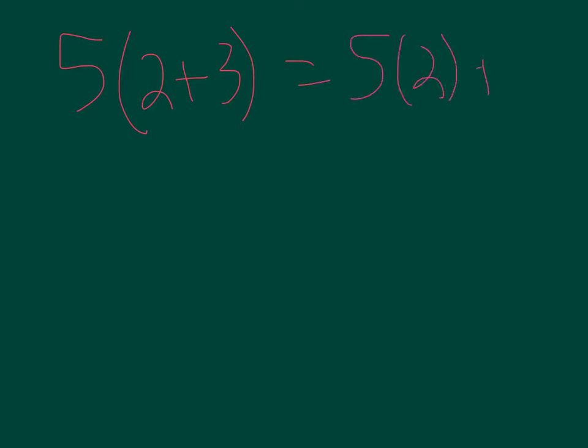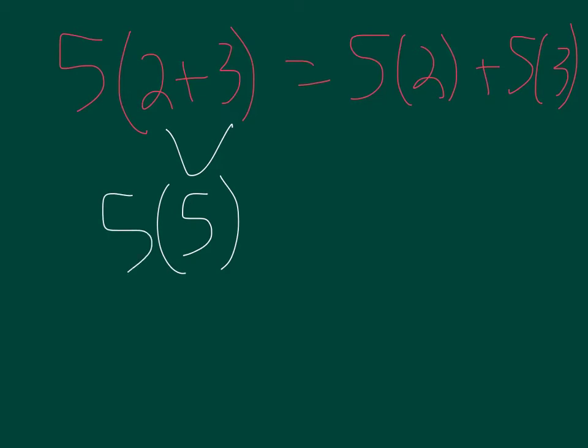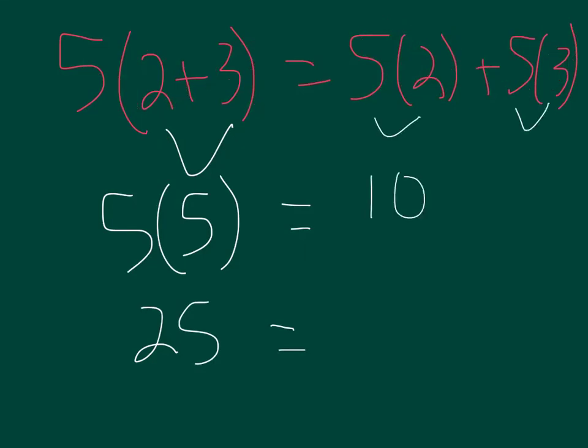So I'm going to do another one here with just numbers. I'm going to say that 5 times, in parentheses, 2 plus 3 is the same thing as 5 times 2 plus 5 times 3. Now let's check to make sure that's still true based on the last slide. 2 plus 3 is 5. 5 times 5 is 25. Okay, let's see if this is still true. 5 times 2 is 10. 5 times 3 is 15. Now we add them up. 10 plus 15 is 25. Yeah? Okay. Since that's true, that's actually the distributive property.